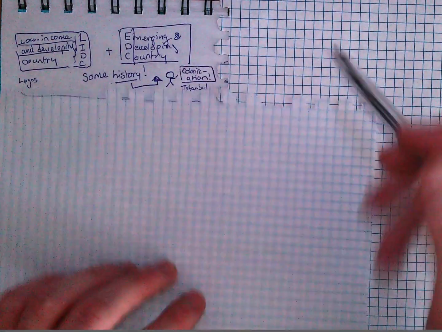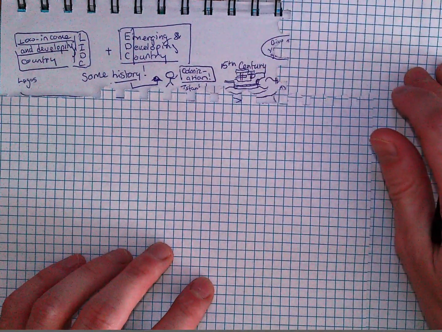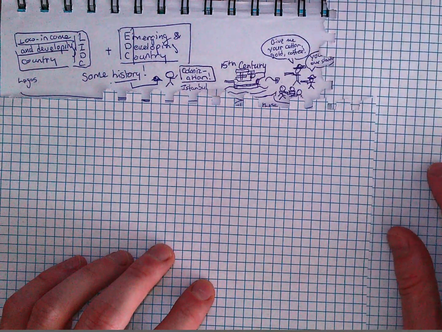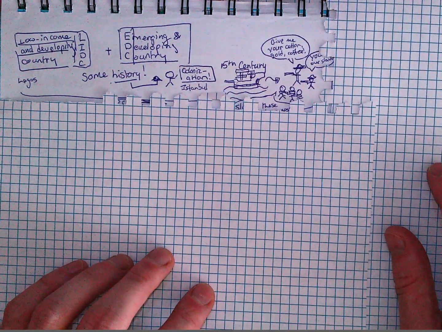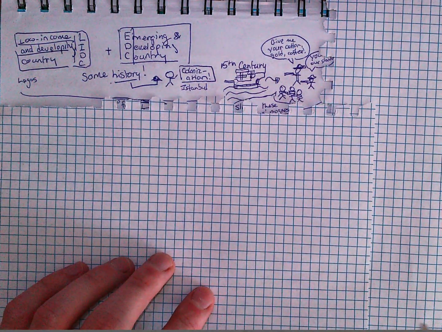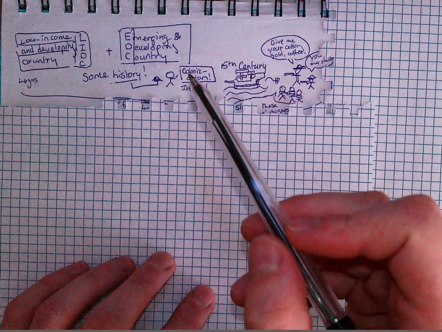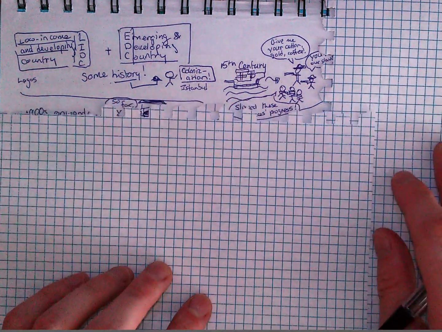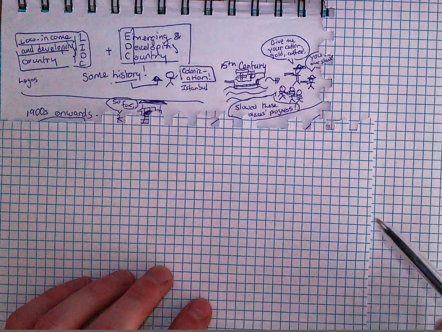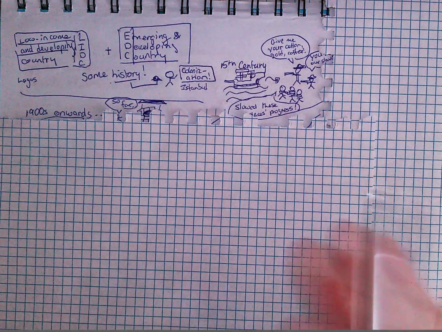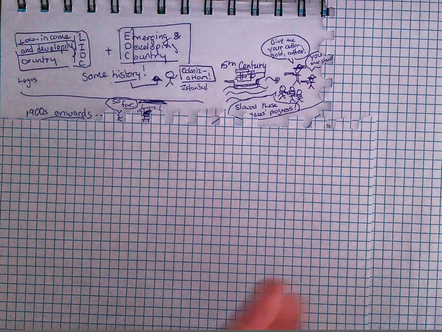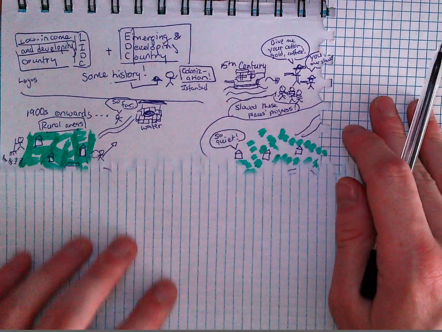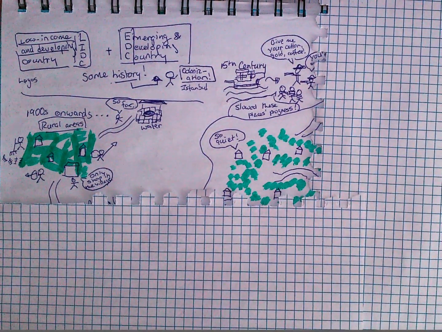So just a quick history lesson: the colonization process was from the 15th century onward, when today's advanced countries went over in their ships and took slaves and stole resources from these LIDCs and EDCs. Okay, countries like Nigeria, Brazil. So they slowed the progress. They slowed the development of these countries, and they did not go through the Industrial Revolution until more recently, and they did not go through urbanization until the 1900s onwards. But now, from the 1900s onwards, they start to experience this.